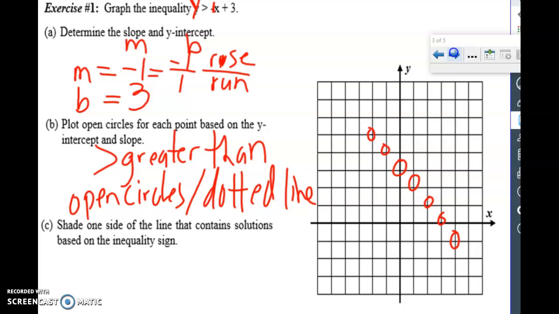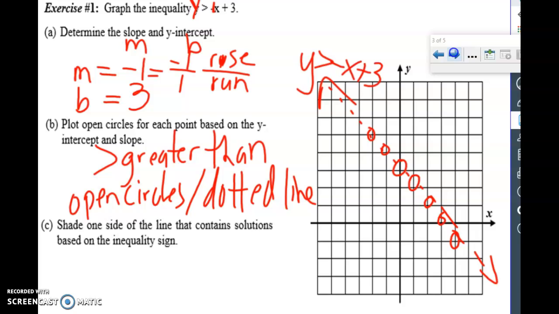Some of you are really good at graphing lines, and you use that slope, and you look at it and say, is that a negative slope? Is it going down? Is it going to the right? Yes, it is. Now connect these points with a dotted line, all right? Not a solid line, a dotted line. And then don't ever forget to go back and put its equation on it.